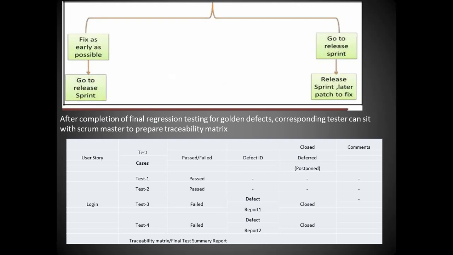After completion of the final regression testing for golden defects, the testers can sit with the Scrum Masters to prepare the traceability matrix. User-story-wise, for example login functionalities: how many tests are conducted, how many passed, how many failed, whether defect IDs exist for those, the closed or deferred bugs, and the comments on each one.